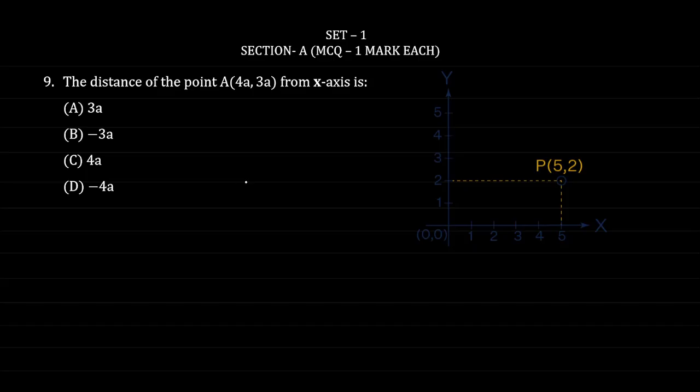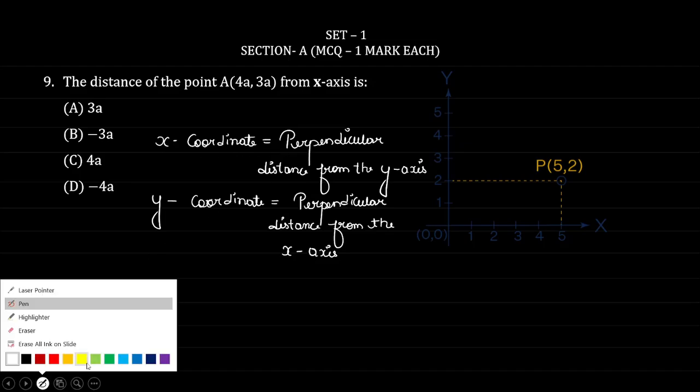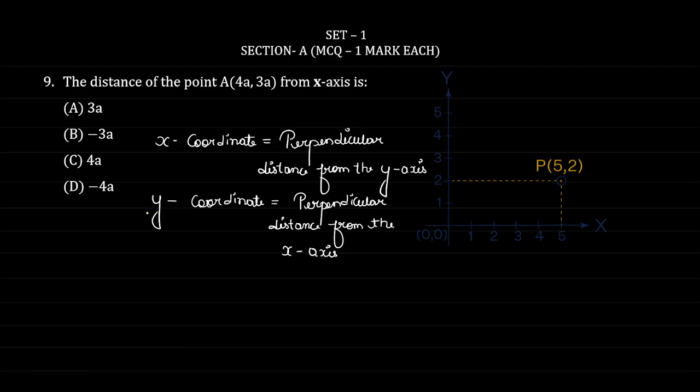So, in summary, the x coordinate is the perpendicular distance from the y axis, and the y coordinate is the perpendicular distance from the x axis, right? So it is just the opposite of how we have visualized it. When they say distance, distance means perpendicular distance. So the perpendicular distance from the x axis is your y coordinate. What is the y coordinate here? 3a. So what is the answer for this question? Option number A is the answer.